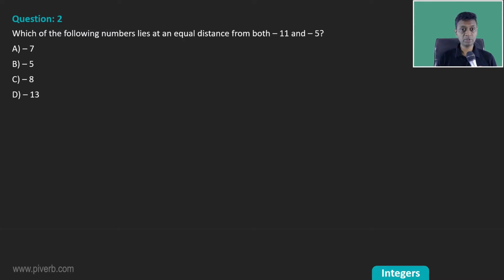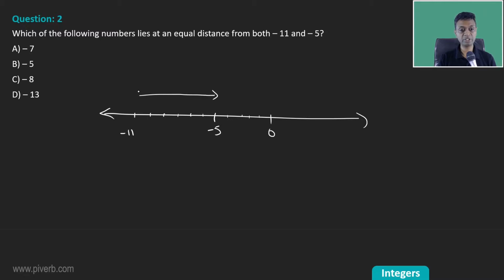Which of the following numbers lies at an equal distance from both minus 11 and minus 5? Wonderful. Let's just put 0 here. Minus 1, minus 2, minus 3, minus 4, minus 5 here. Minus 6, minus 7, minus 8, minus 9, minus 10, minus 11 here. Between these two, there are 6 units.